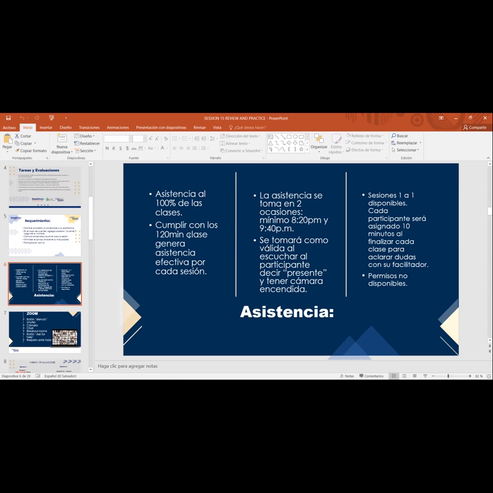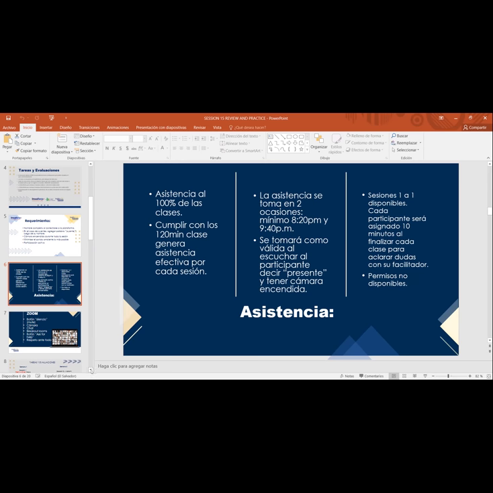Lo ideal son 120 minutos de la clase, es decir, desde el principio hasta el final. Y tomamos la asistencia en dos ocasiones. Y se toma como válida al escuchar cuando usted con su voz dice presente, present teacher, present here or here I am. Y la cámara encendida. Al final uno de ustedes se quedará conmigo para repasar o clarificar alguna duda o tener alguna práctica de lectura.